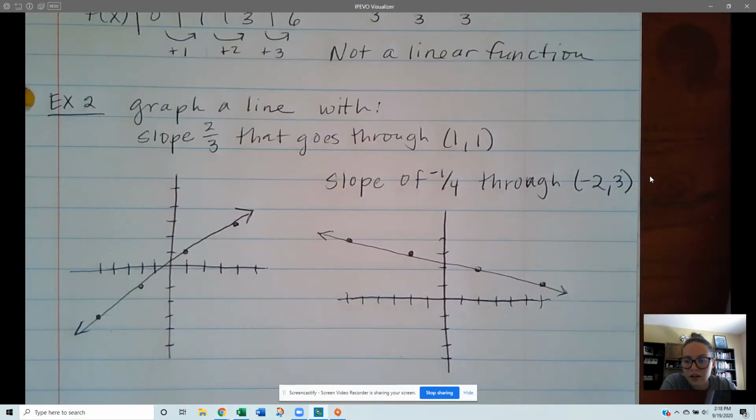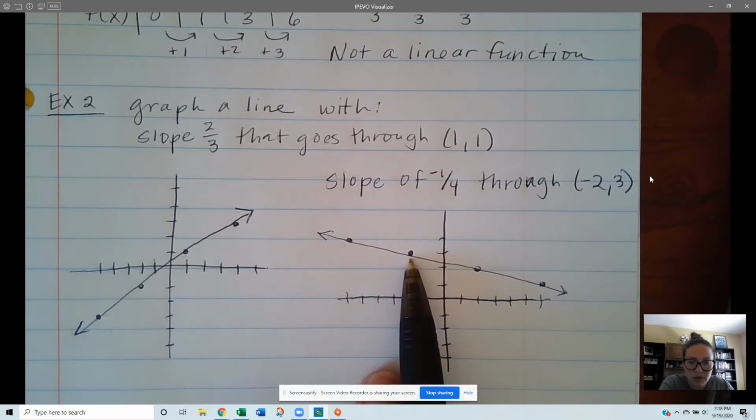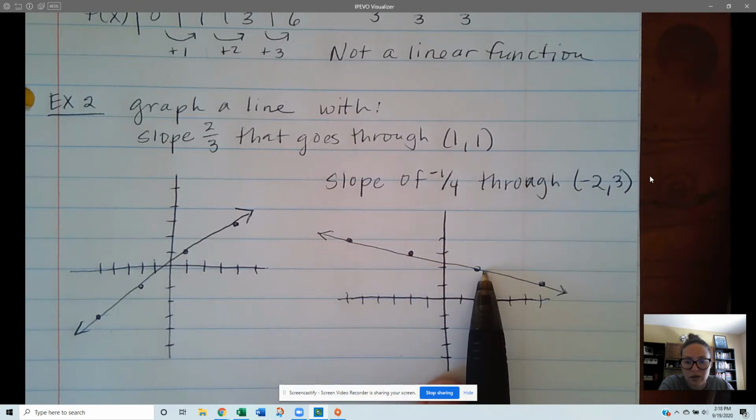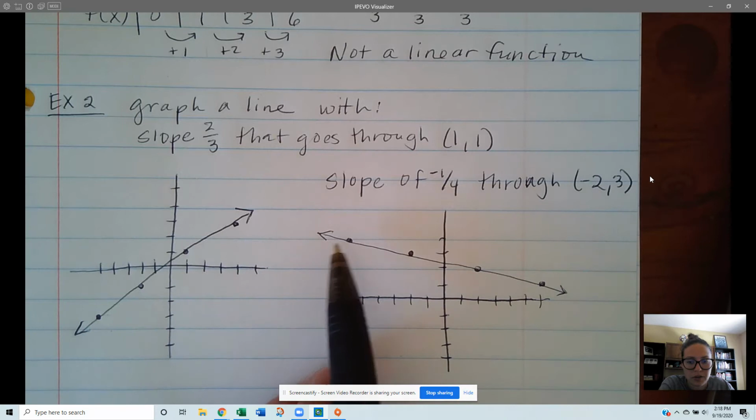All right. Hopefully your line looks a little something like this. Here's my point, -2, 3. And from there, we go down 1 to the right 4. And we can continue that pattern in both directions.